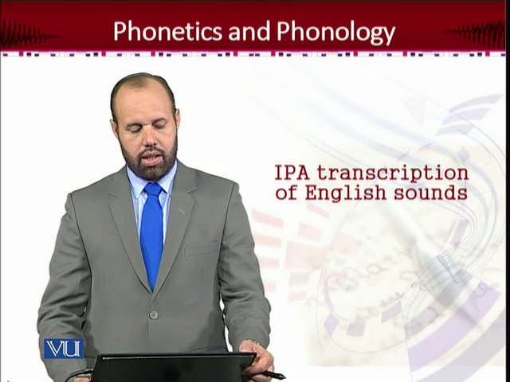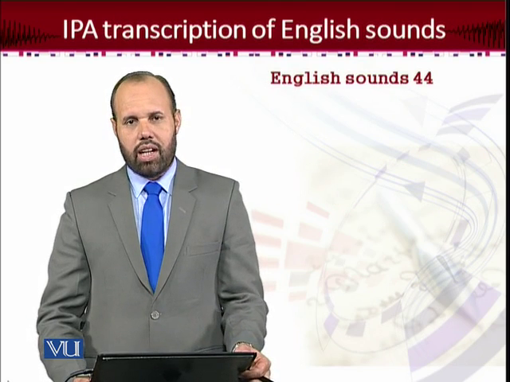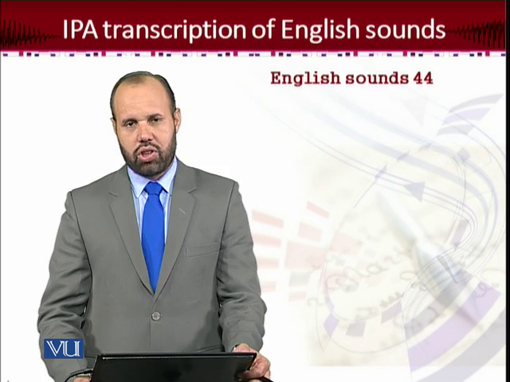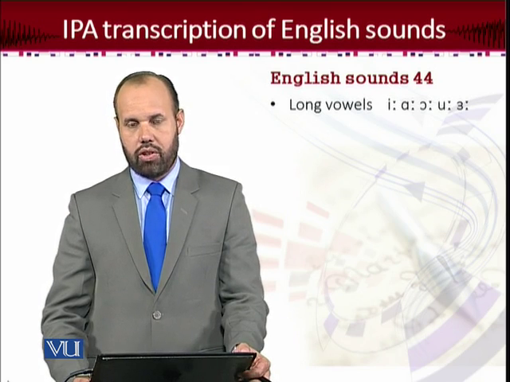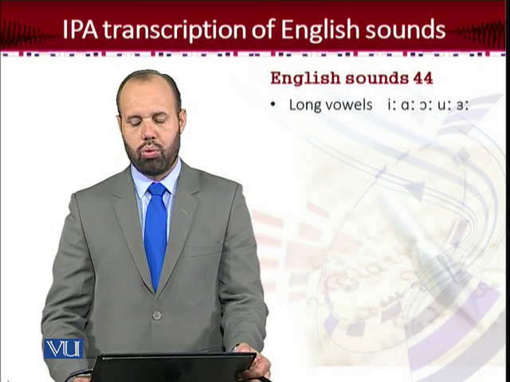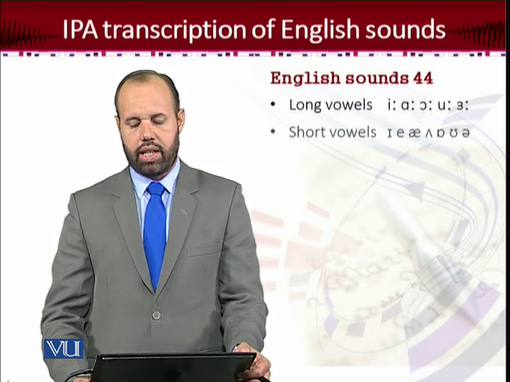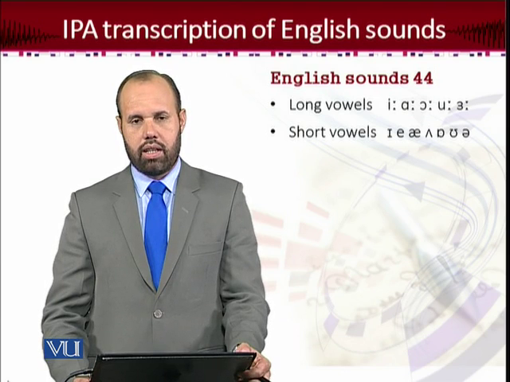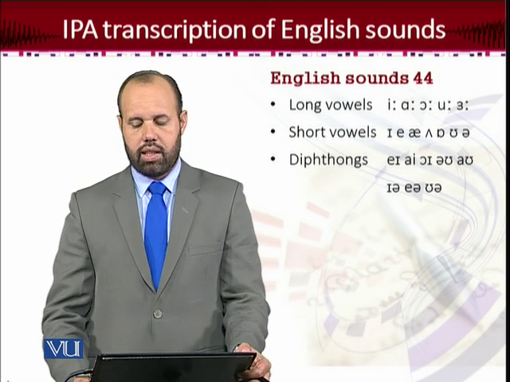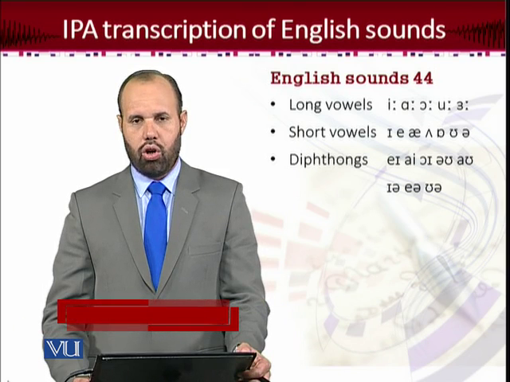We know that there are 44 phonemes in English. Let me recap them very briefly. Long vowels are 5. Then there are short vowels, which are 7 in number. Then diphthongs: ai, oi, ow, ear.